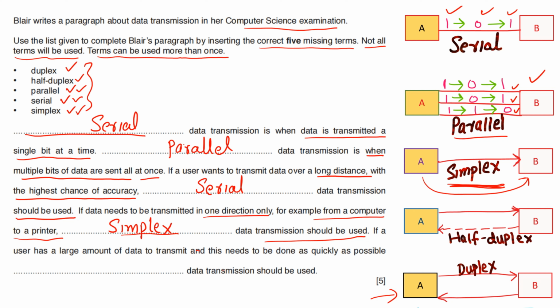Okay, next is: if a user has a large amount of data to transmit and this needs to be done as quickly as possible, dash data transmission should be used. So we have serial. Serial uses a single channel to transmit the data, and one bit is sent at a time. But here you can see we have parallel. In parallel, we have multiple channels and multiple bits can be sent at once. So for this question, the correct answer should be parallel. Okay, let's move to the next question.